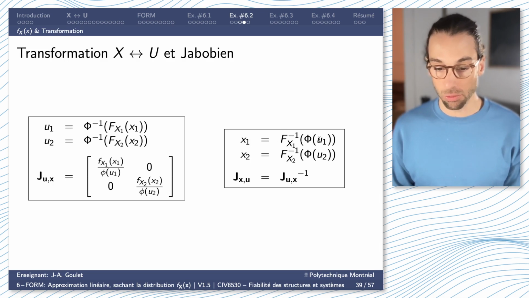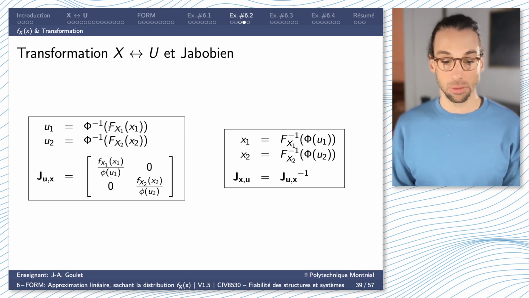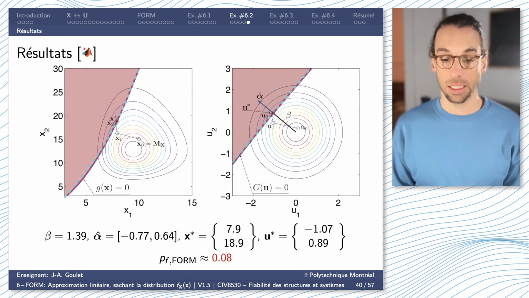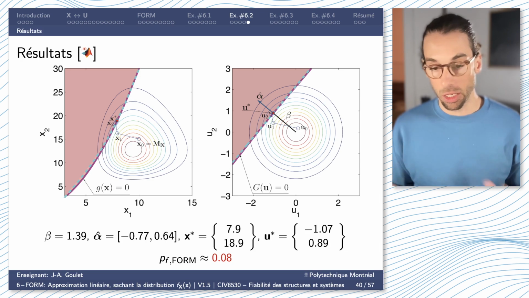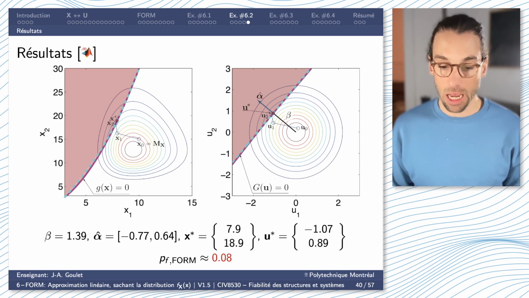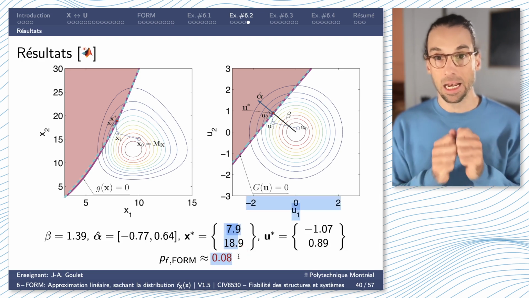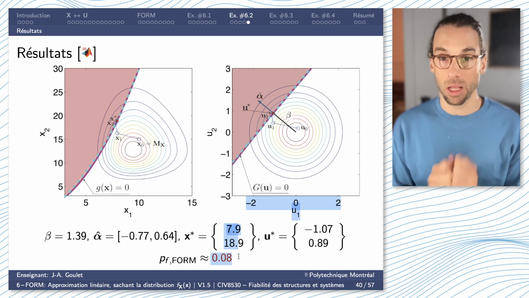We can reverse these relationships by inverting the Jacobian we have here, and we can simply reverse the order of these CDF equalities. If we apply that same thing, we now have a probability of failure of 0.08. And notice the difference from what we had before.